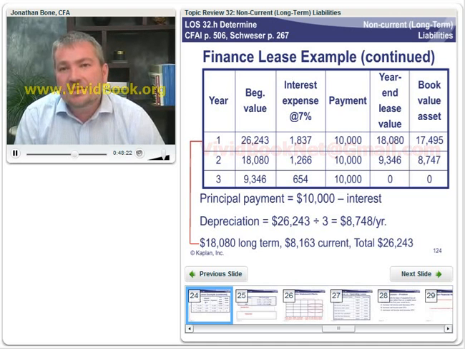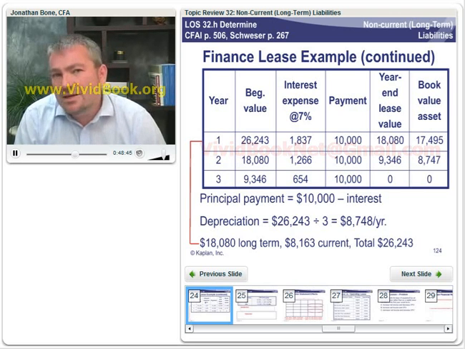Notice as well that the year-end value of the liability is not equal to the book value of the asset. The only times where you see the value of the asset and liability equaling one another is right when the lease starts, when they'd both be at 26,243, and right when the lease ends, when both would be at 0.